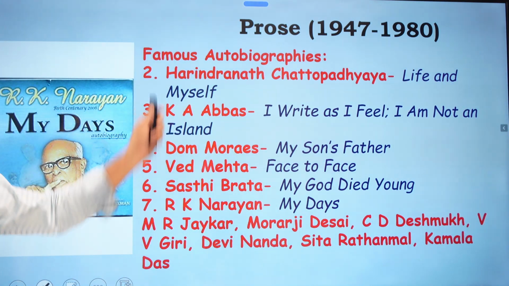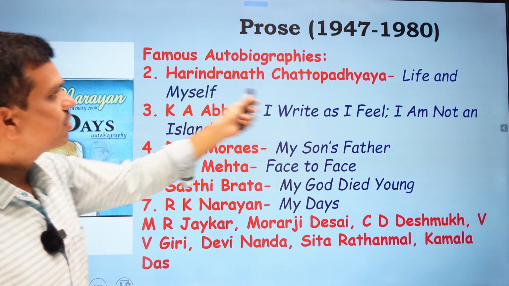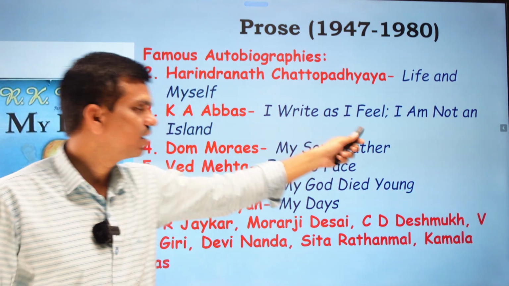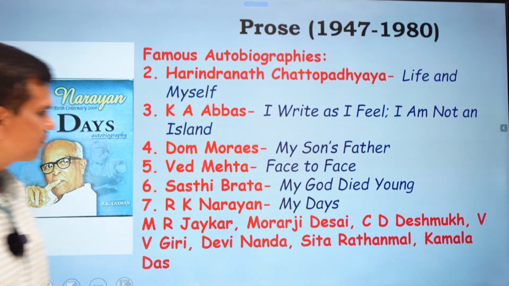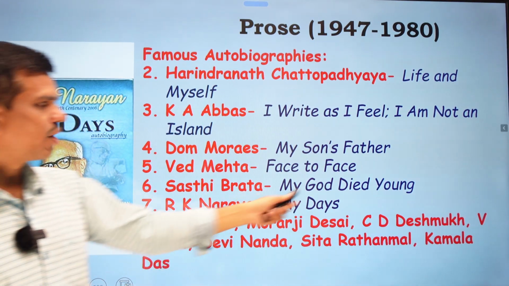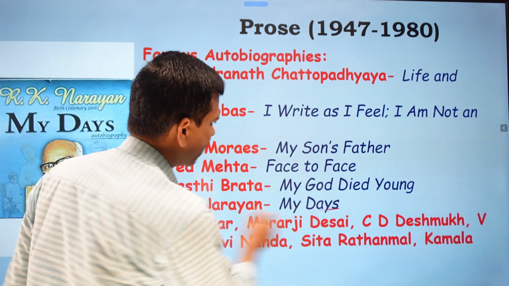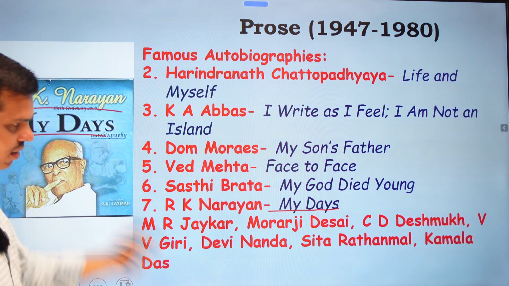Next, second, there are some of the famous autobiographies in this section of prose. Harindranath Chattopadhyay, Life and Myself. K. Abbas, I Write As I Feel, I Am Not an Island. These are autobiographies. Dom Moraes's My Son's Father. Then Ved Mehta's Face to Face. Then we have Sasthi Brata, My God Died Young. Then you have R.K. Narayan's very famous My Days, and this is R.K. Narayan's My Days. You can see it's very famous in Indian English literature.